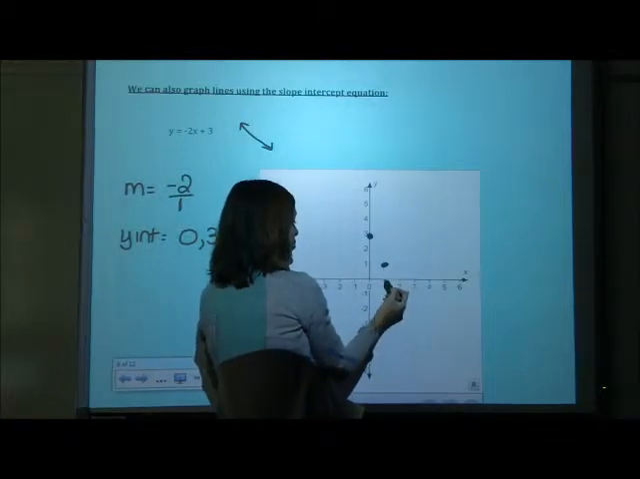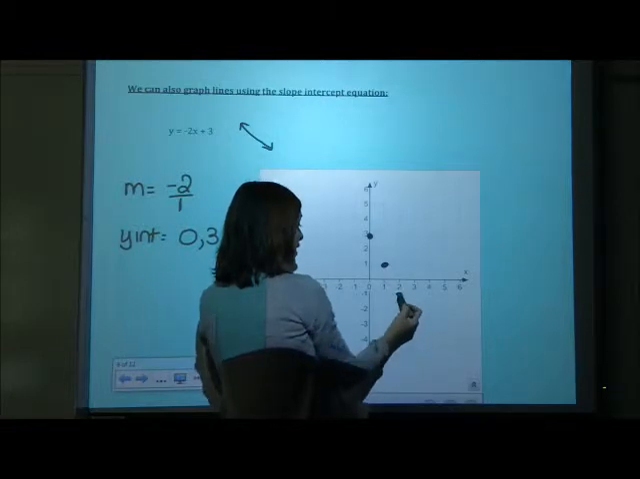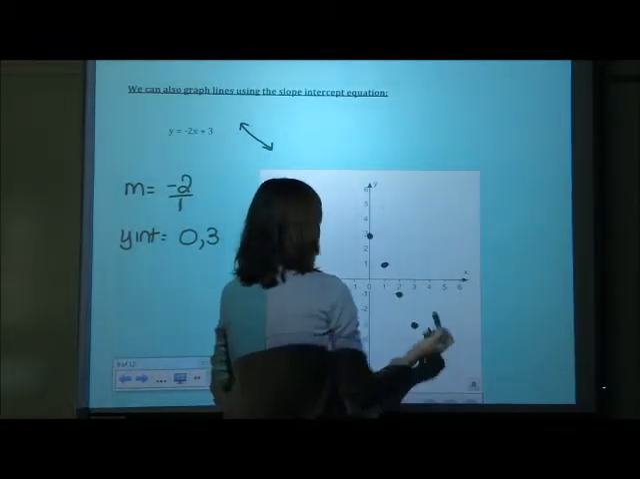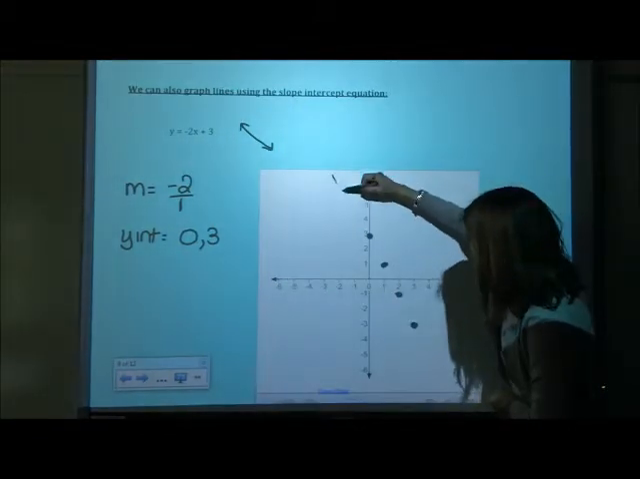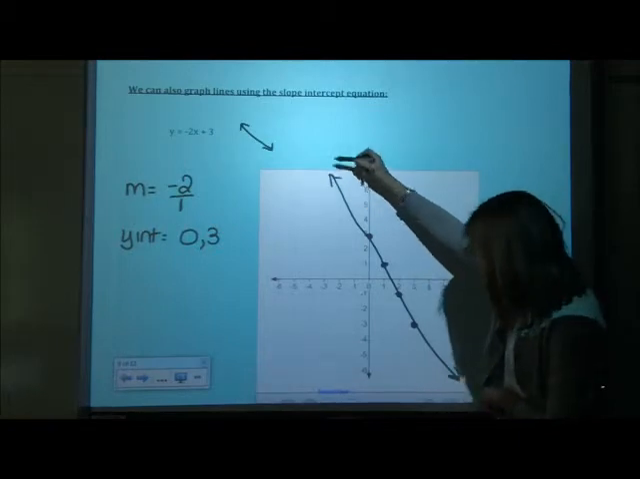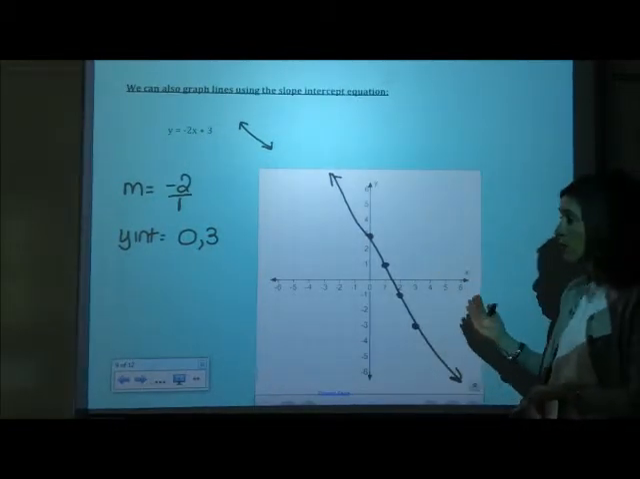I'm going to do it again. I'm going to go down 2 from that point and over to the right 1. I can even do it again if I want. Down 2 and to the right 1. Then I'm going to create my line, doing my best job. I really like you guys using rulers. I'm going to go off the graph, and there is a picture of my equation.